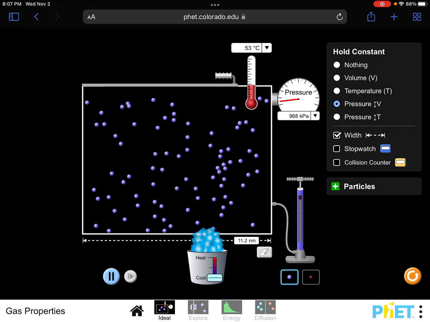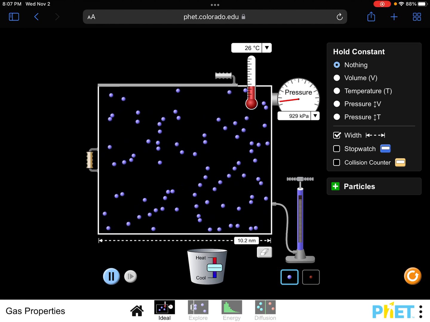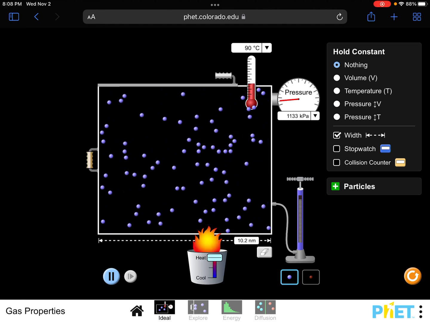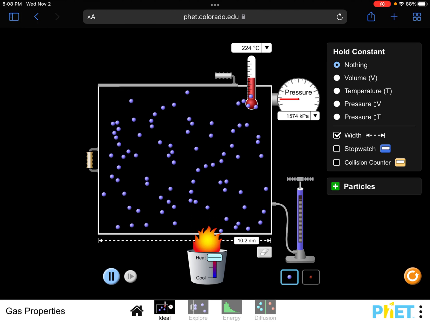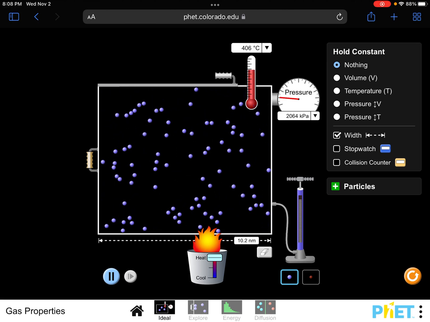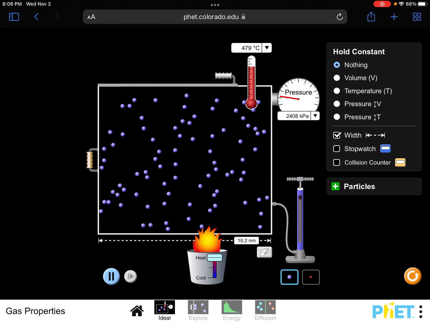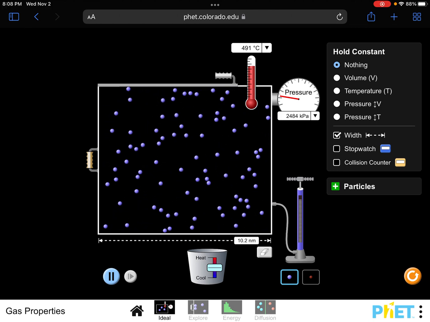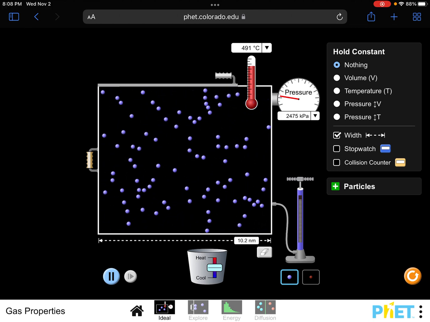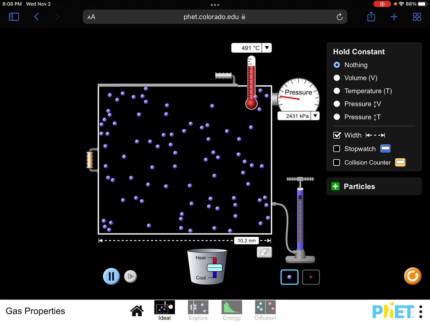It might be kind of hard to see. Let me heat it up a lot. Let's go up to a few hundred degrees Celsius. There's 400 degrees Celsius. Okay, just observe how fast the particles are moving.